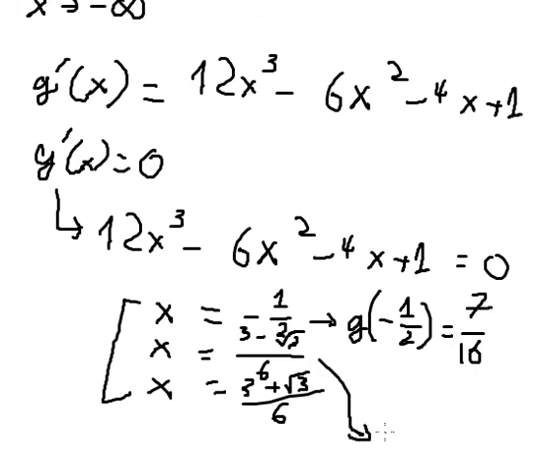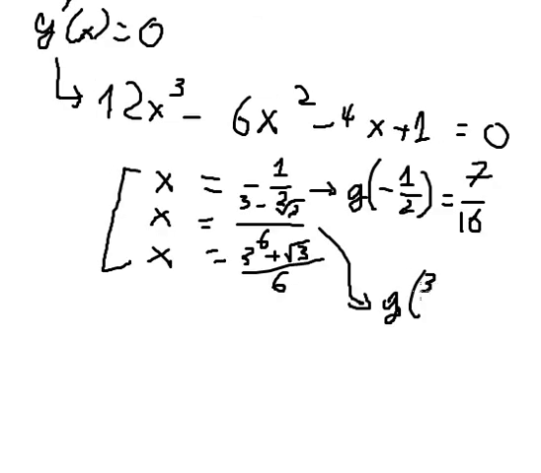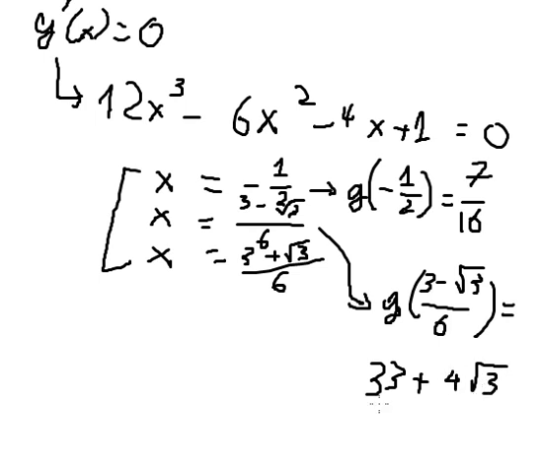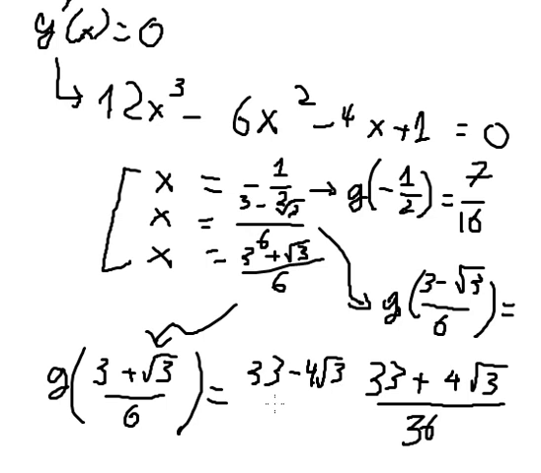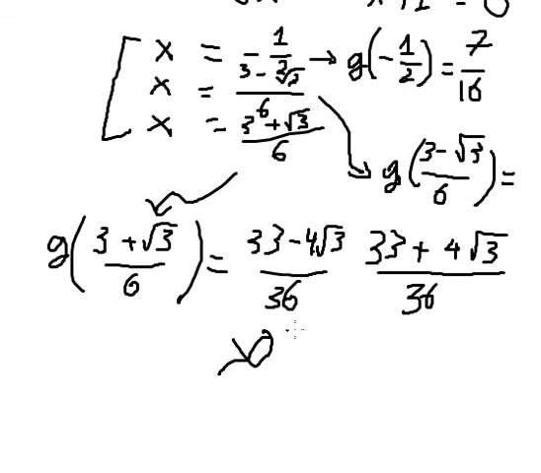This one, we have 3 minus the square root of number 3 over 6. We have 33 plus 4 times the square root of number 3 over 36. And the last one, we have 33 minus 4 times the square root of number 3 over 36. We know that this is a local minimum, local minimum, and local maximum. So we see that all of them are always greater than number 0.